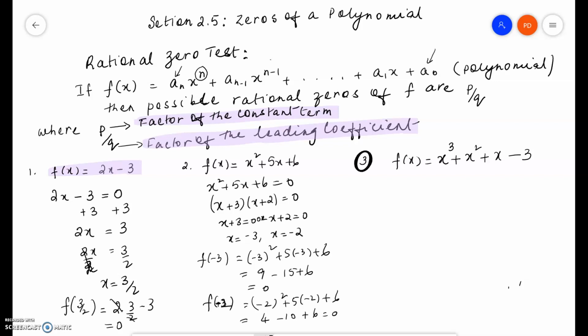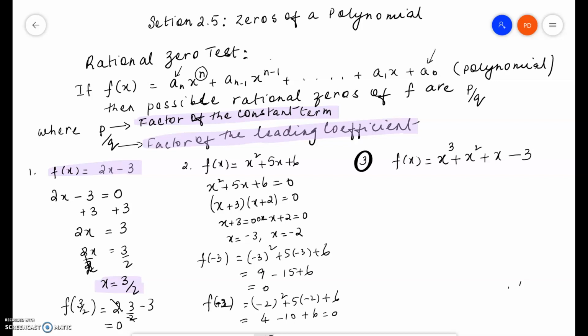We set 2x minus 3 equal to 0. So we are trying to find values of x for which 2x minus 3 equals 0. And we can do that by solving the linear equation. Linear equations are easy to solve. On solving the equation, we get x equals 3 halves. When we plug in 3 halves into the function, we get 0. So that's how we find a zero of the polynomial function f of x equals 2x minus 3.